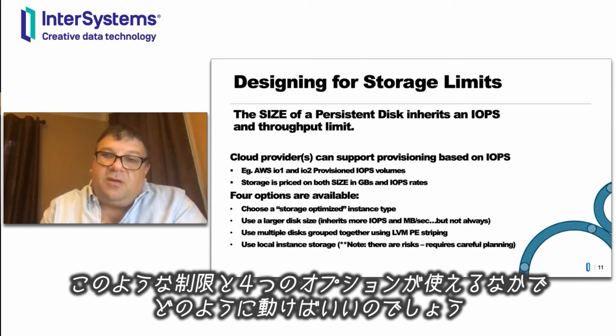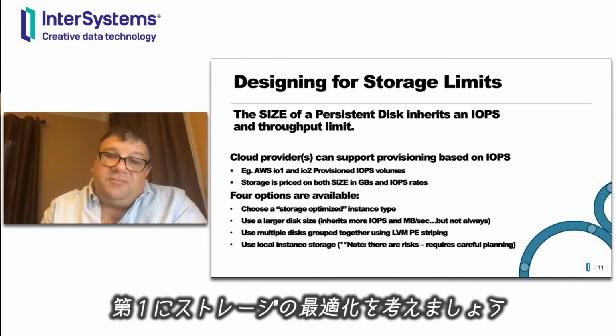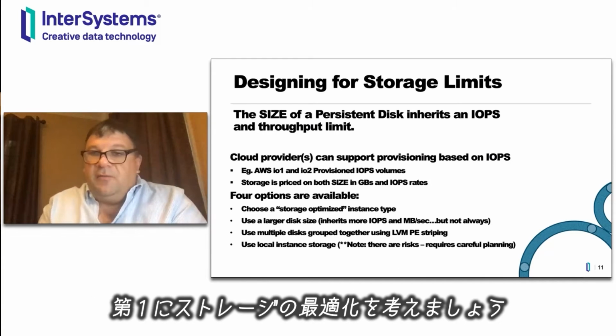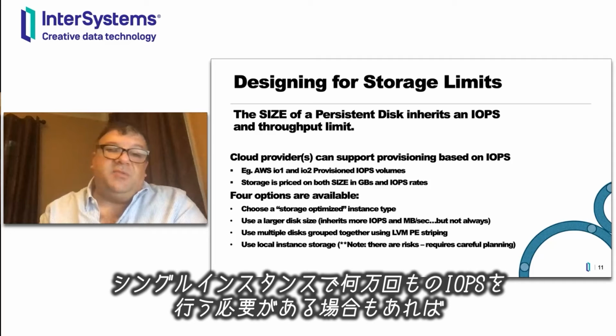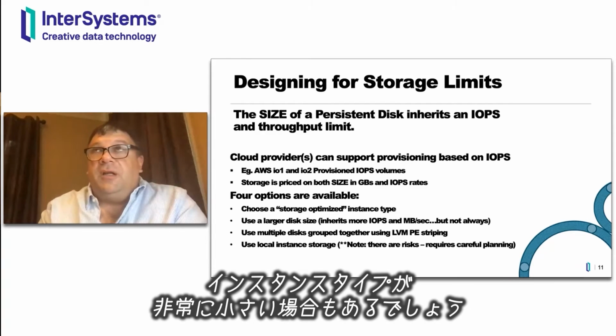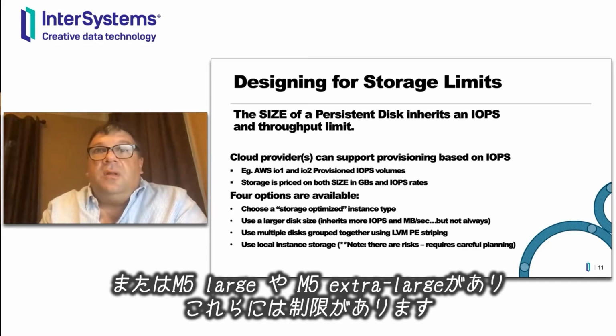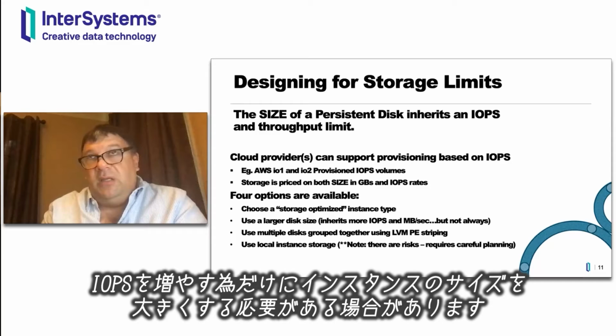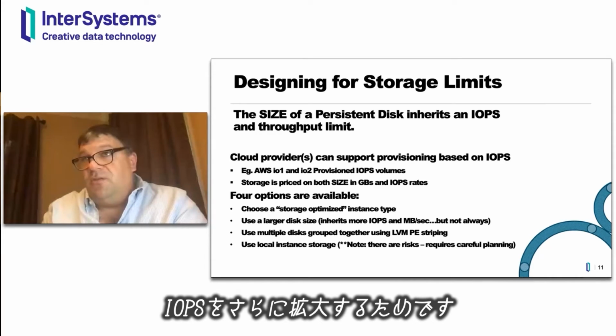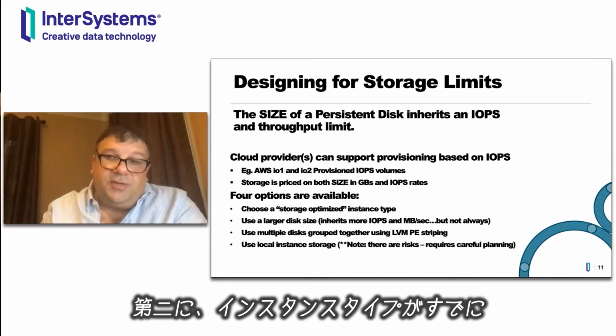So how to work around these limits? There are 4 options available. First, consider a storage optimized instance if you are needing to do tens of thousands of IOPS in a single instance, or if you're running on a really, really small instance type, say, for example, one of the T3 or small M5, M5 large or M5 extra large, those will have imposed limits. So you may need to increase your instance size just to achieve more IOPS. Second, you can just simply use a larger disk.